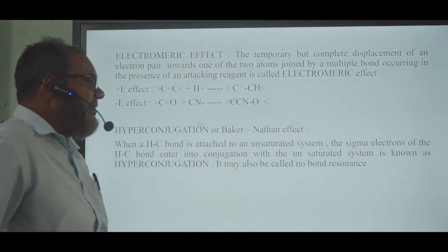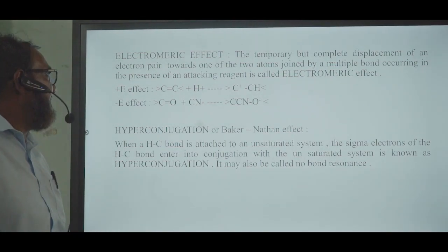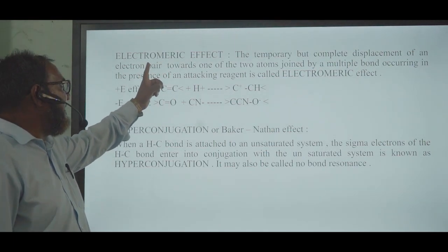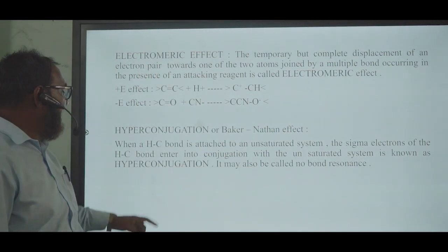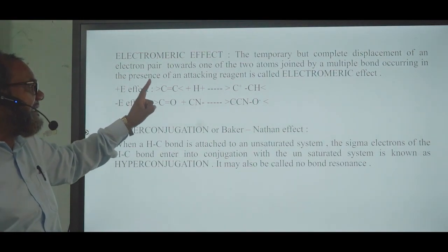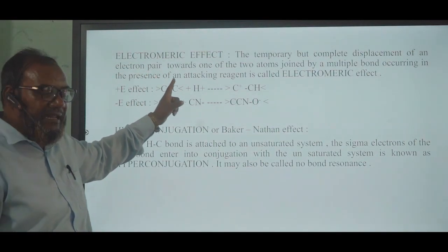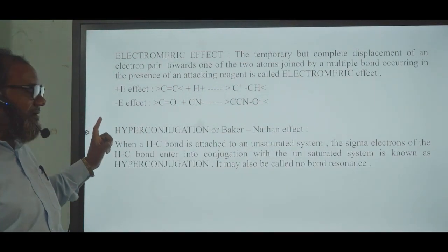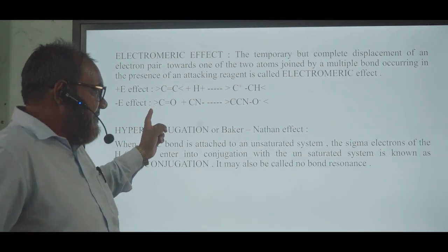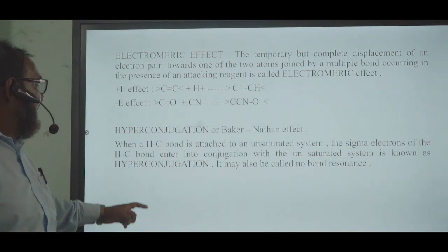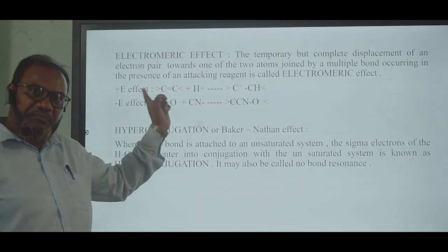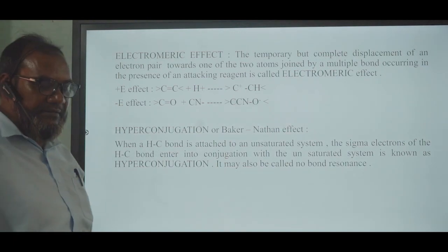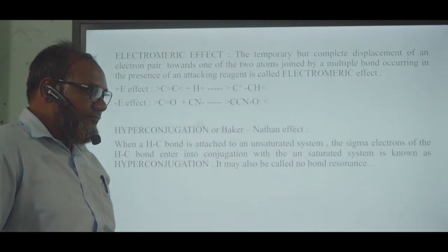Now, the difference between inductive effect and electromeric effect: inductive effect is a permanent effect, while electromeric effect is a temporary effect. In inductive effect, no attacking reagent is required, but in electromeric effect, an attacking reagent is required. Again, in inductive effect, the electron is partially shifted, while in electromeric effect, electrons are completely shifted. So, these are some differences between inductive effect and electromeric effect.